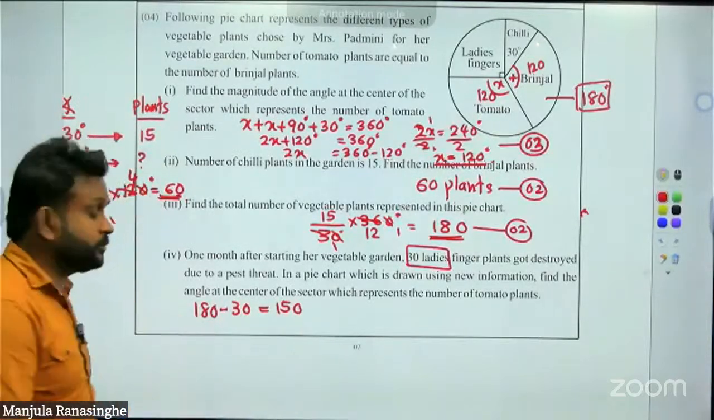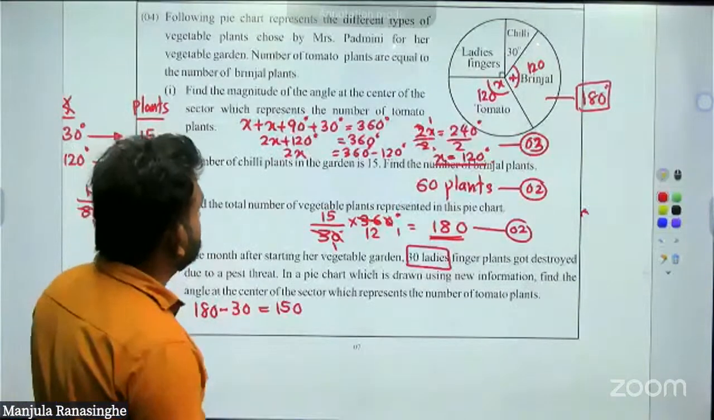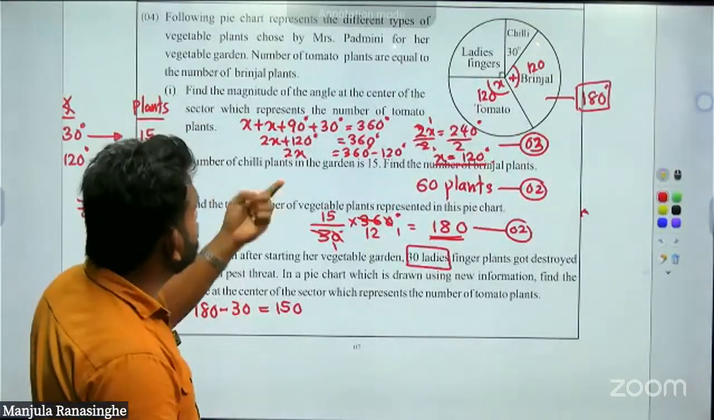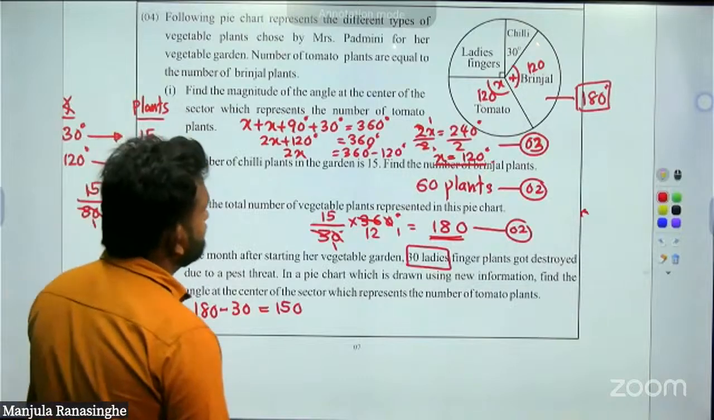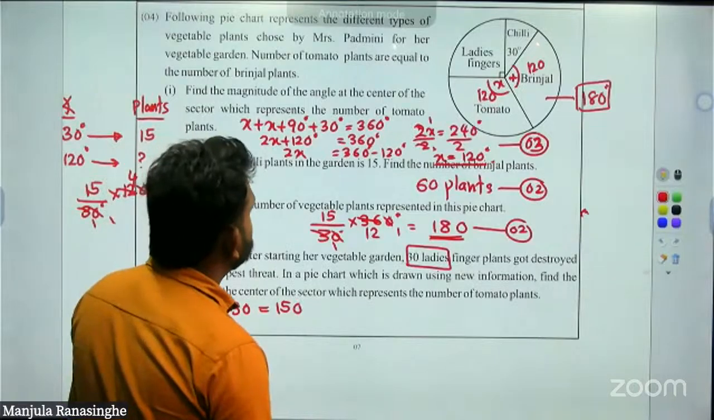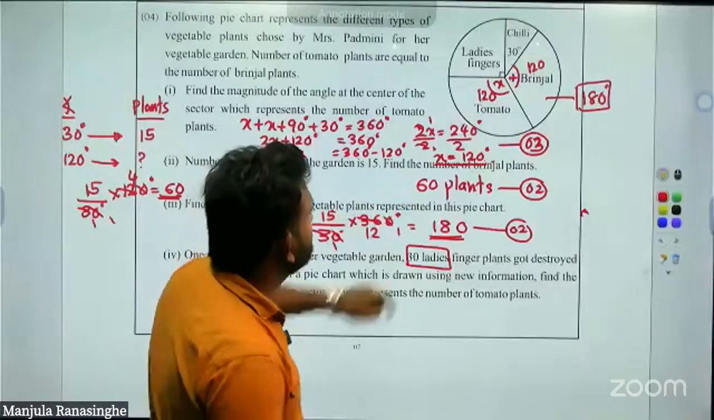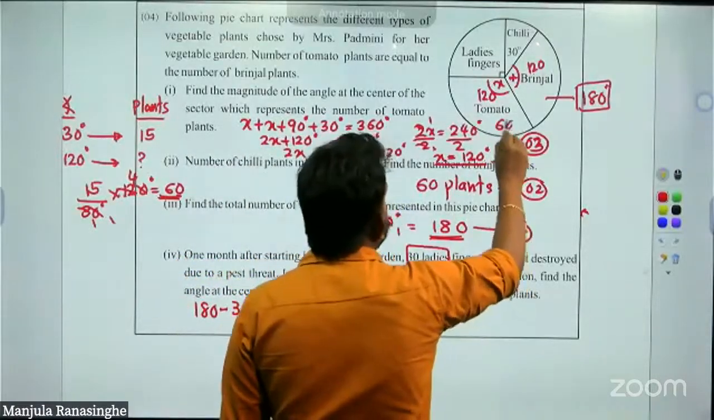Okay, 150 total plants. So now, how many tomato plants there were previously, you can find out, because the brinjal plants are also equal to the tomato plants. Brinjal is given as 60, so tomato is also 60 there.